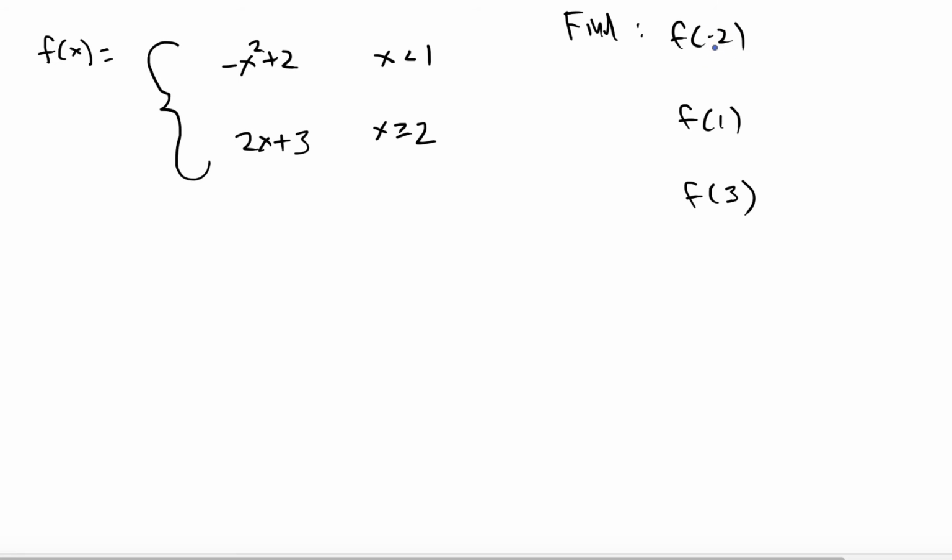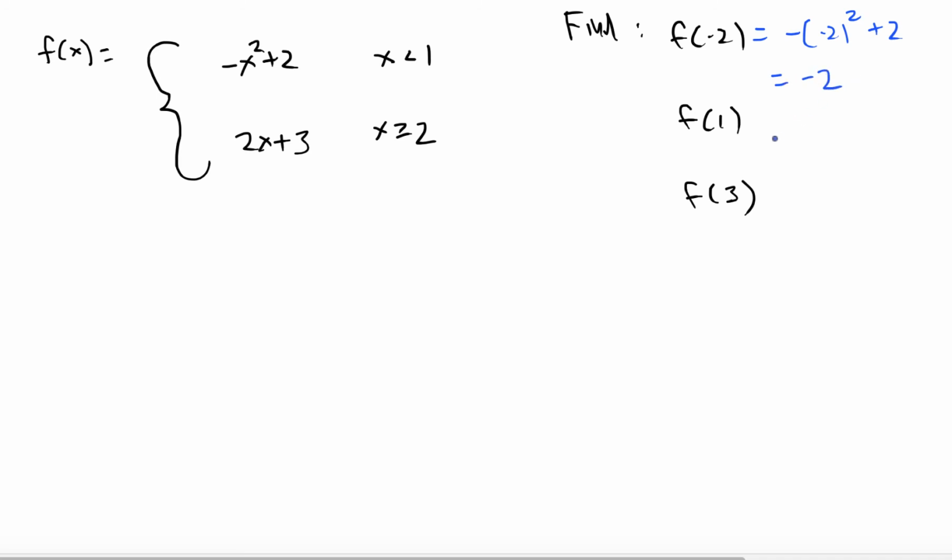To evaluate f of negative 2, we have to determine whether negative 2 falls into this domain or into this domain here. Well, negative 2 is certainly less than 1, right? Negative 2 is not greater than or equal to 2. So to evaluate f of negative 2, we need to plug negative 2 into this piece. Be careful with your signs here. It's the negative of negative 2 squared plus 2. So that's negative 4 plus 2, which is equal to negative 2.